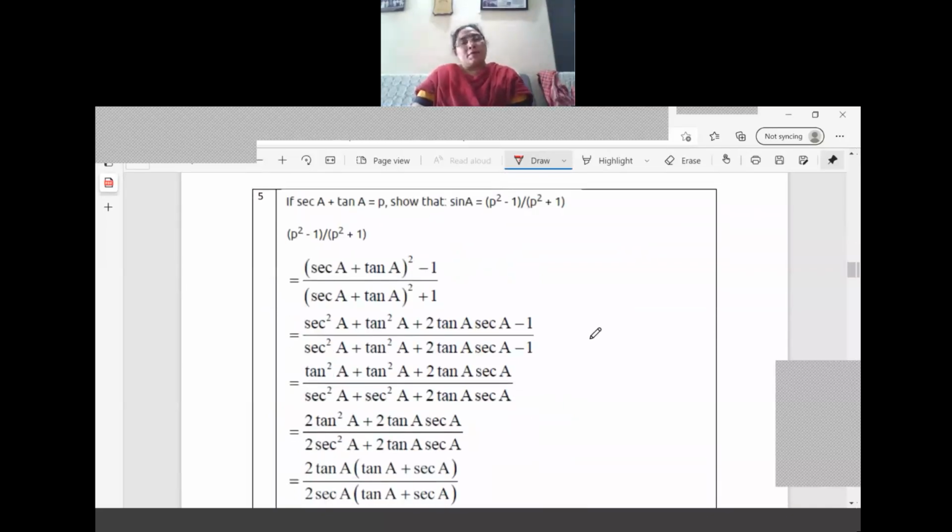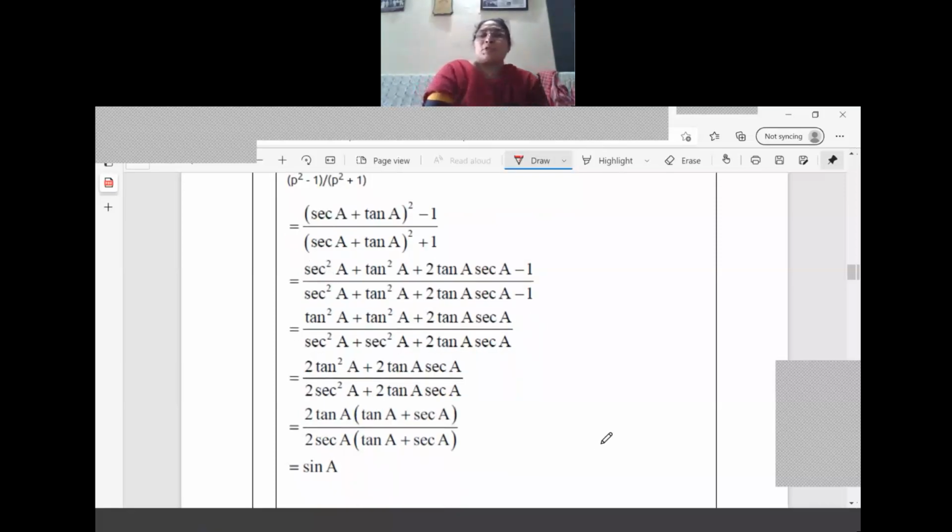This question I think we have done already, but it is one of the important questions. Sec A plus tan A equal to p. Show that sin A equal to (p square minus 1) by (p square plus 1). Last class we used the rationalizing form, the 1 by root 2 method. Now this time is a different method. We are starting with p square minus 1 divided by p square plus 1.